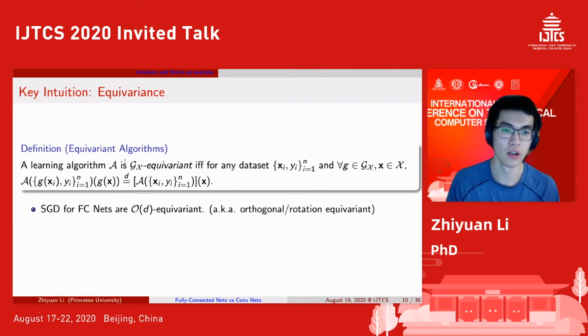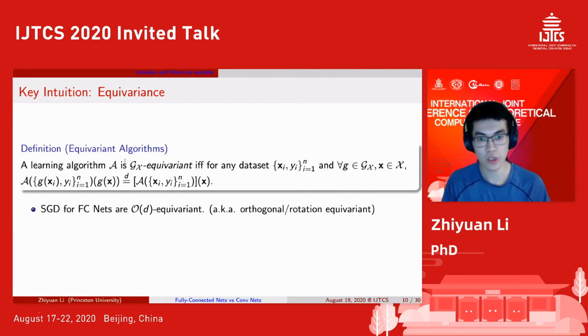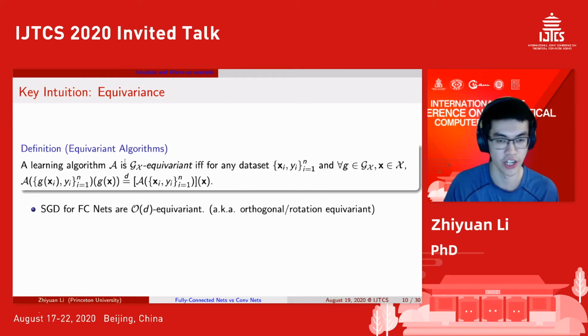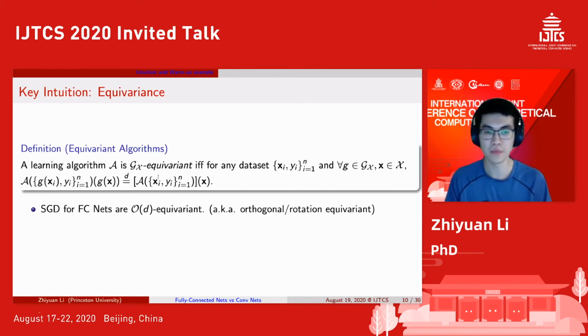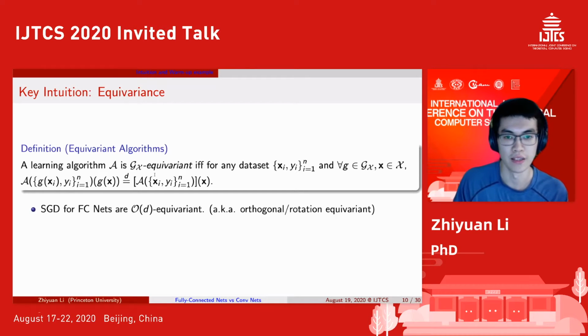The definition is here. For a learning algorithm A, we call it G_X equivariant. Here, G_X is some group, and we assume each element small g belongs to this capital G_X. There's a predefined group action which maps each element in the training data set to another element in the same space.